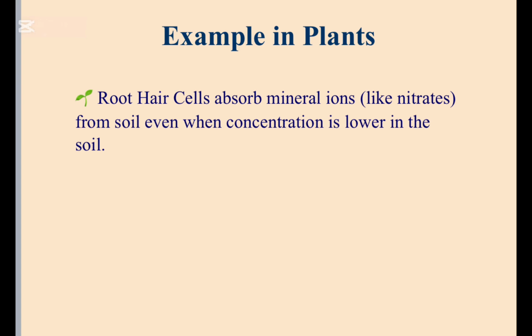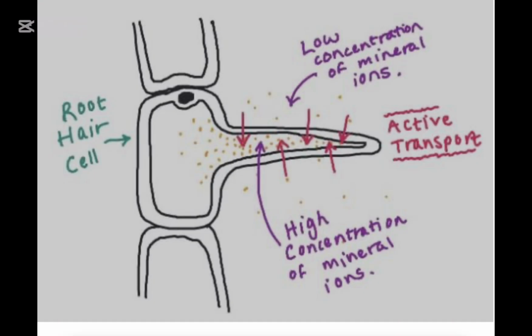Examples in plant cells. Let's talk about active transport in plant cells. Now, the root hair cells absorb mineral ions like nutrients from the soil, even when the concentration is lower in the soil. So the movement of mineral ions from the soil to the root of a plant is by what process? By active transport, which you'll be seeing in this structure.